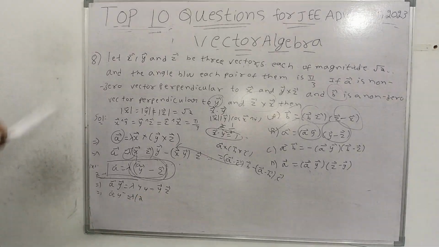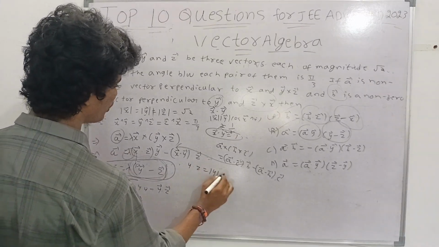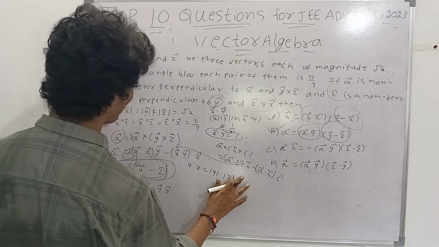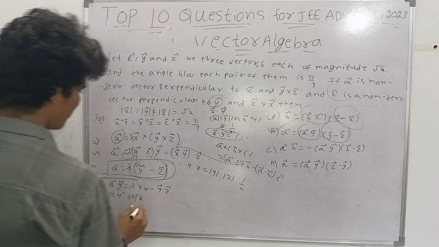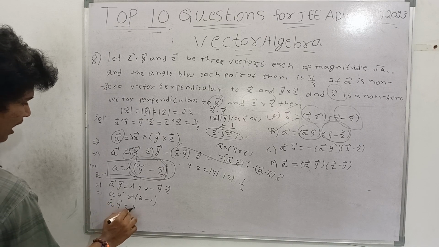Y dot Z. We have to find the value of Y dot Z. What is the value of Y dot Z? Y dot Z equal to mod Y into mod Z cos of angle. It is 1 by 2. Here it is 1 simply. That is 2 minus 1. So A vector dot Y vector equal to lambda into 1.